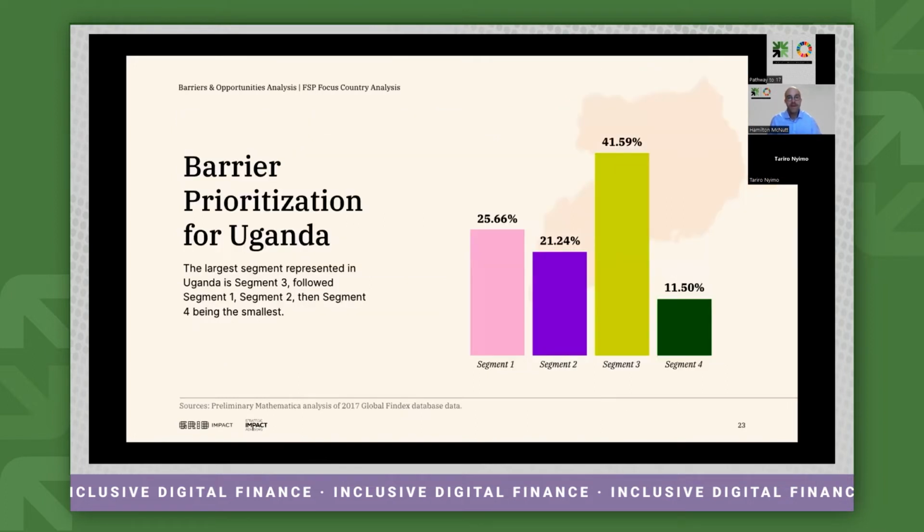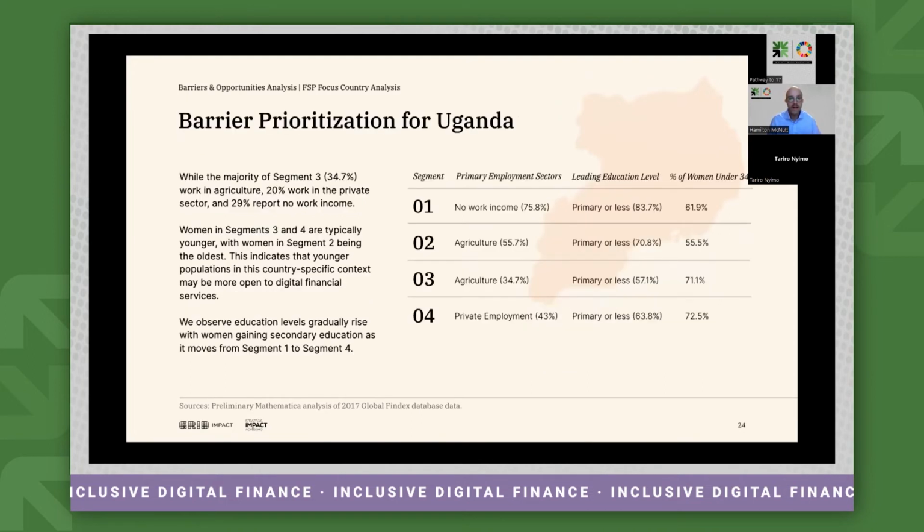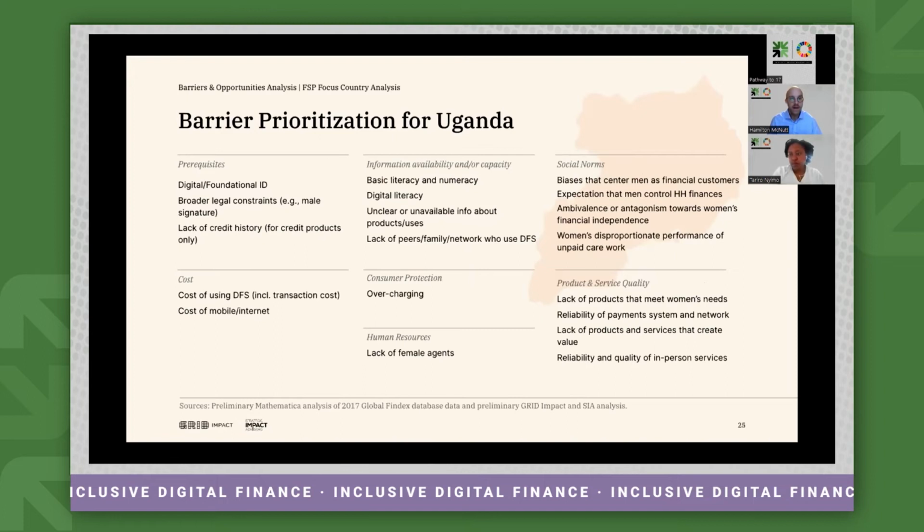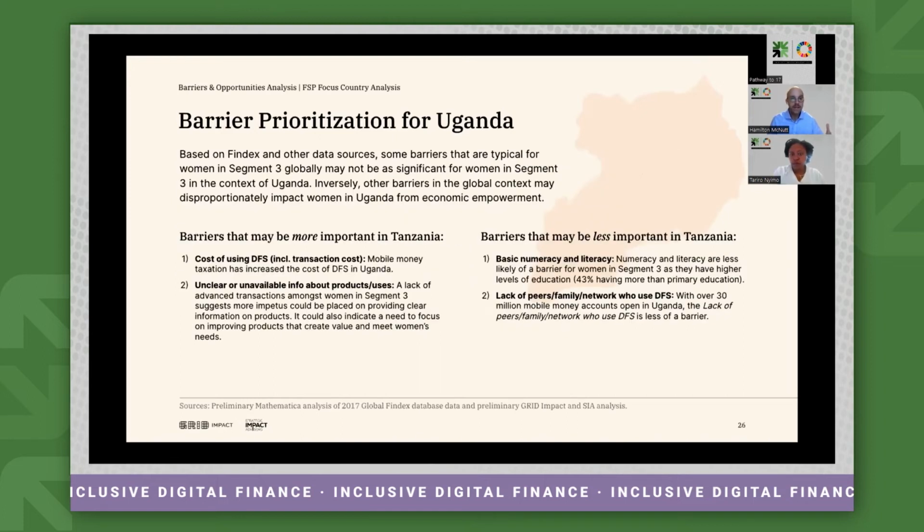And then finally, for Uganda, segment 3 is the largest, segment 1 being the second. And for segment 3, agriculture is the biggest employment sector. Again, 57% have primary or less, so they're a bit more educated. And then they're all fairly young. And then things that were more and less important in Uganda: cost of DFS. People have issues with the taxation there, but basic numeracy and literacy may be a little less important.